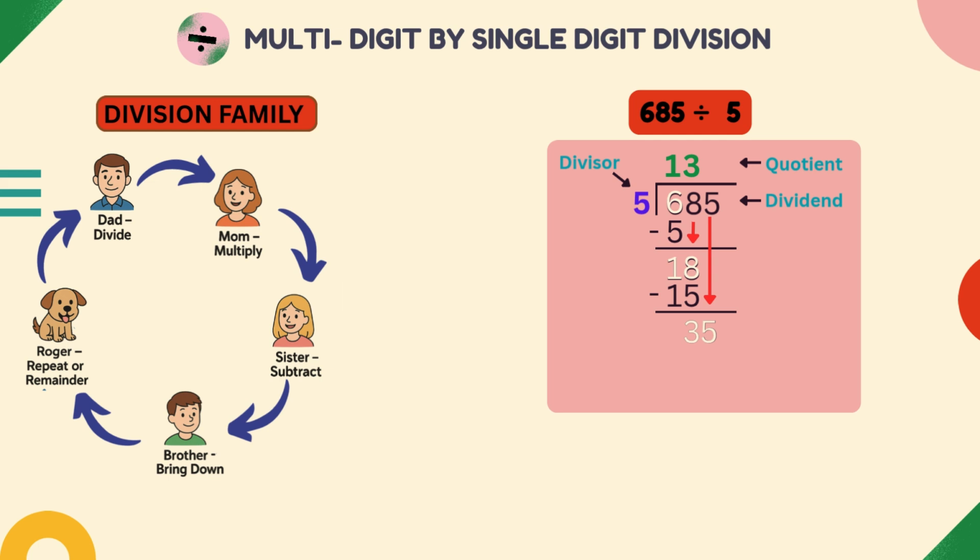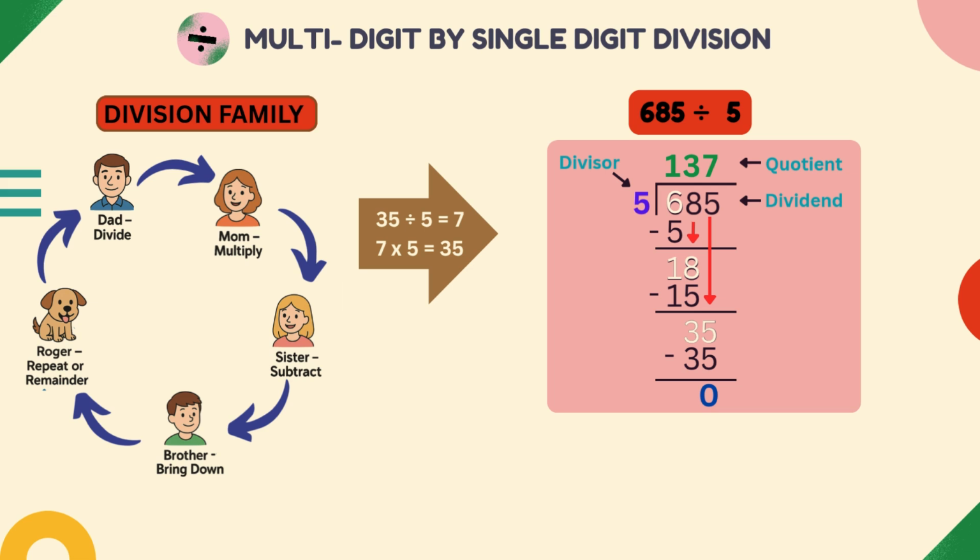Roger says, repeat again. Dad says, divide 35 by 5. It goes 7 times. 5 times 7 equals 35. Mom says, multiply. 7 times 5 equals 35. Write 35 under 35. Sister says, subtract. 35 minus 35 equals 0.